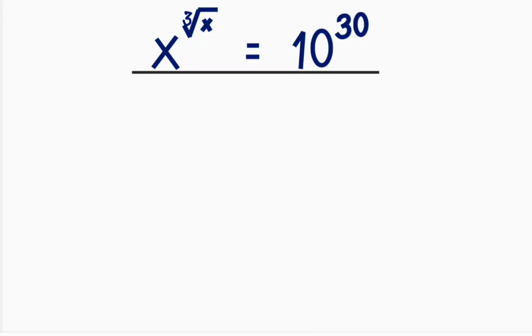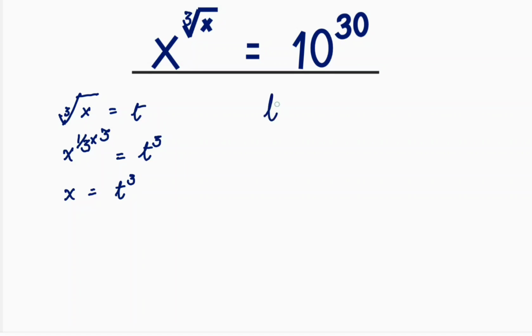Hi friends, it took me a while to solve this problem. I started by taking the cube root of x as t. That means x raised to the power 1/3 is equal to t. Take the cube on both sides, which gives t cubed, so x is equal to t cubed.